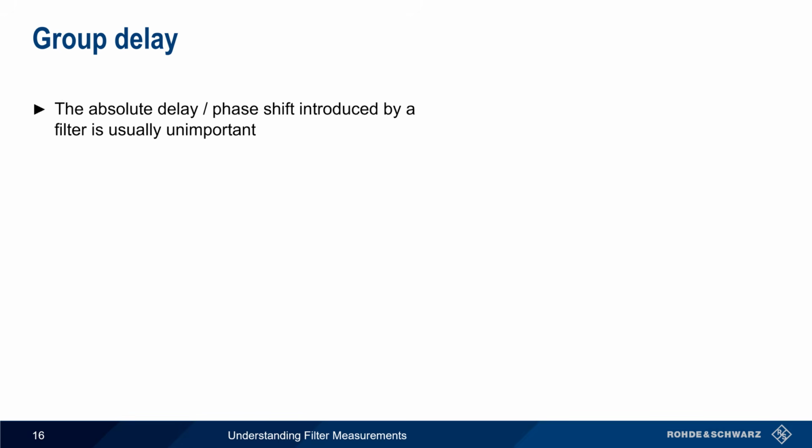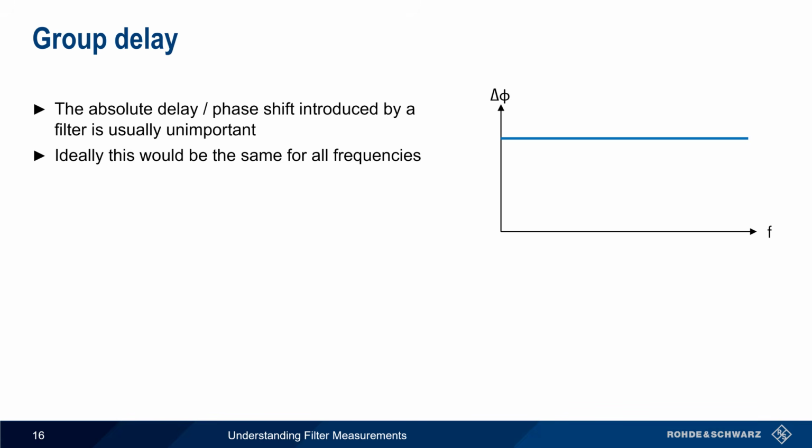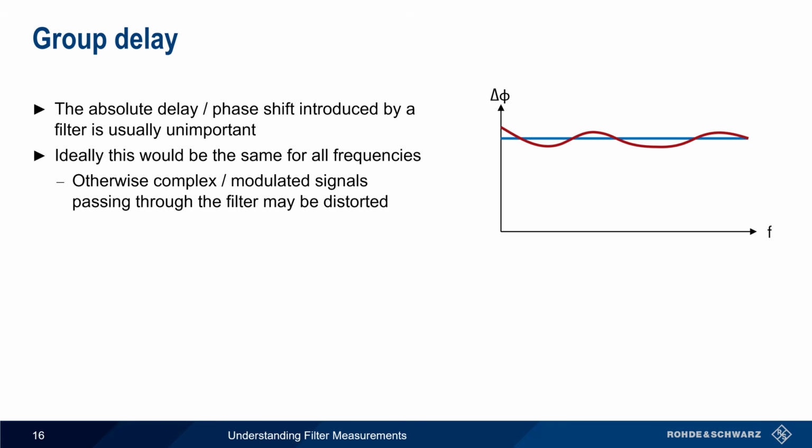In addition to attenuating signals, filters also delay signals passing through them, but in most cases the absolute delay or phase shift caused by a filter is unimportant. That said, this delay or phase shift should be the same for all frequencies. If there is variation in delay as a function of frequency, this can create distortion in complex or modulated signals passing through the filter, since these types of signals often have power at more than one frequency.